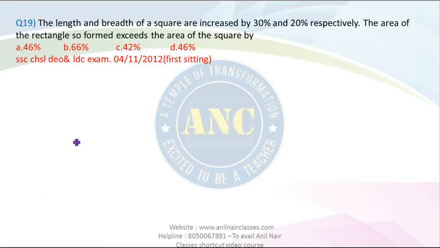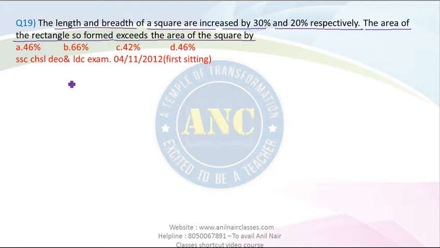Question number 19. The length and breadth of a square are increased by 30 and 20 percentage respectively. That means initially it was a square. When I increase by some other different percentages, it becomes a rectangle. The area of the rectangle so formed exceeds the area of the square by how many units?